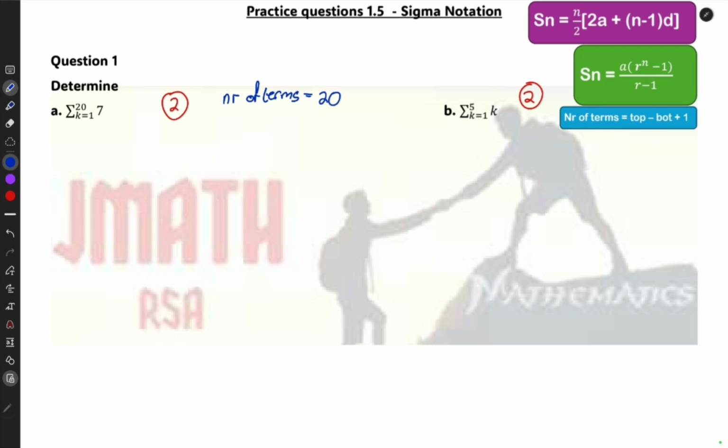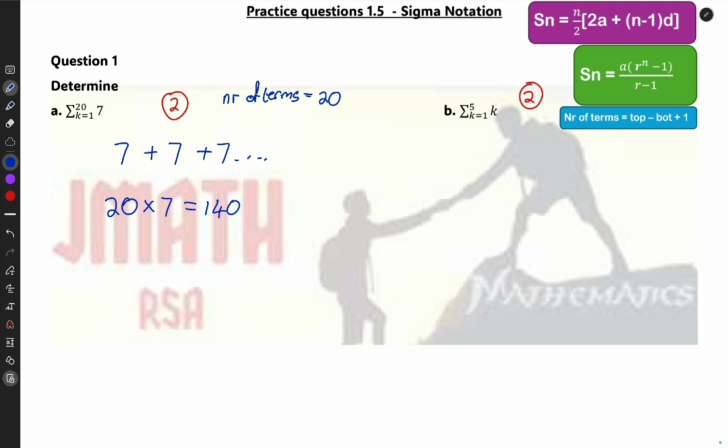So now I must sub in the bottom number into the variable. Now the variable is k, but now I have a problem because the Tn part of this sigma does not have a k. It only has a 7. So if this happens, then your pattern is just 7 plus 7 plus 7, 20 times. So to answer their question, you just say 20 times 7, and the answer is 140. So they're trying to trick you there. Answer is just 140.